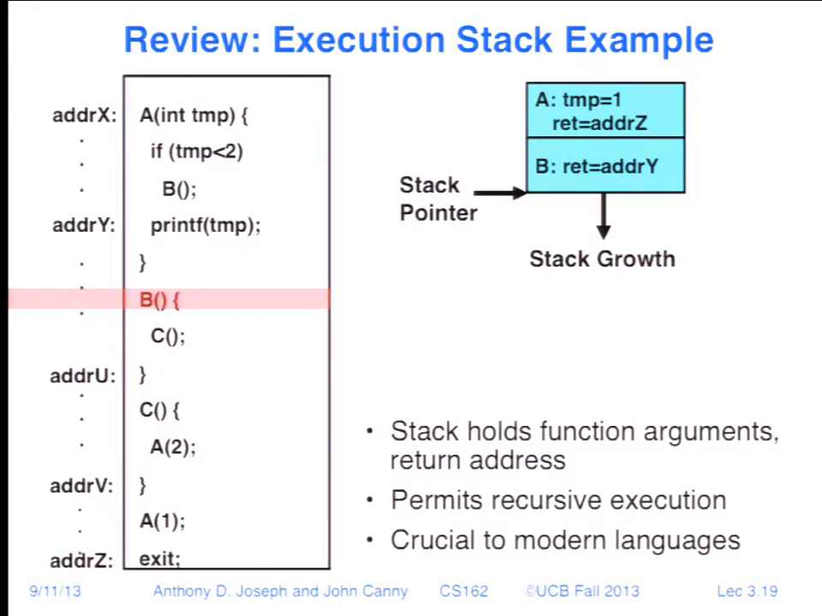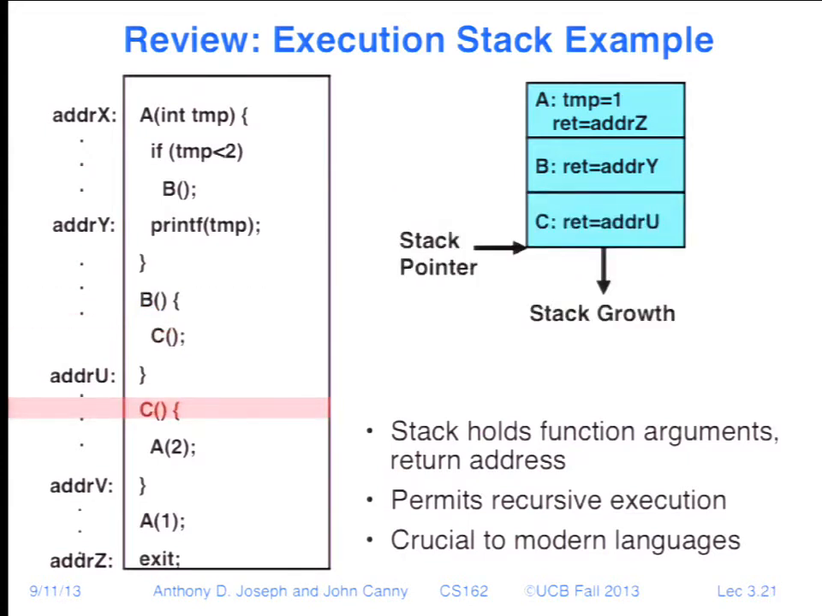I'm mixing things up. Ret is an address, since these functions aren't returning anything. If they were returning something, you'd need an extra location. Okay, so we call C, and because these functions take no arguments and have no local variables, all that we're putting on the stack is the return program counter addresses.